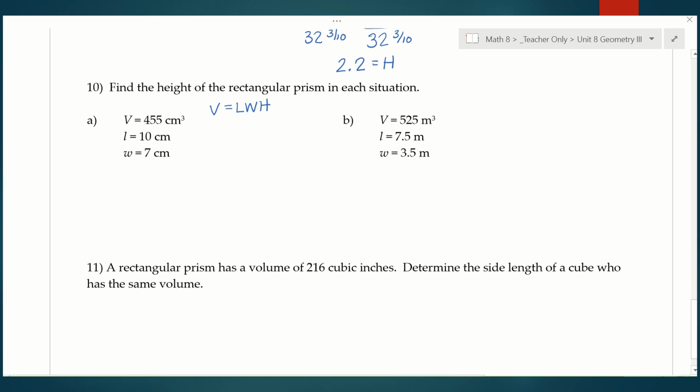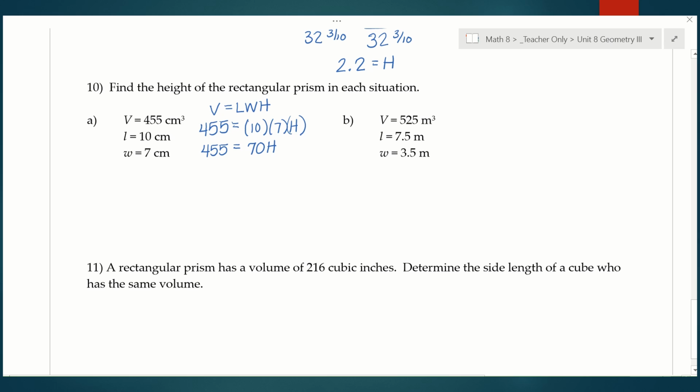It tells me that these are rectangular prisms. I'm going to put in what I know the volume is for the first one, 455. I'm also going to plug in what I know the length and the width are, and it's the height that I don't know. So if you remember from up above, the first thing we did is we multiplied the 10 times the 7, the length times the width. So now I have 70 times h.